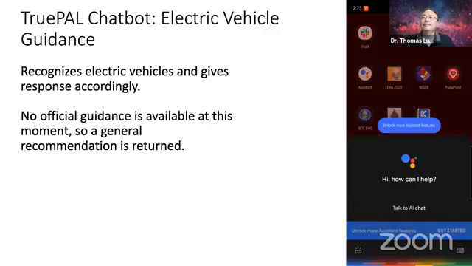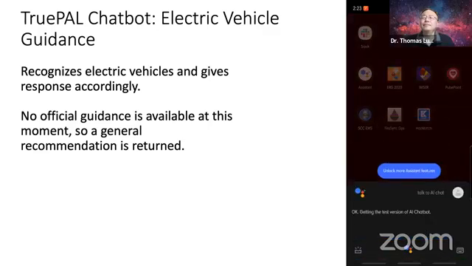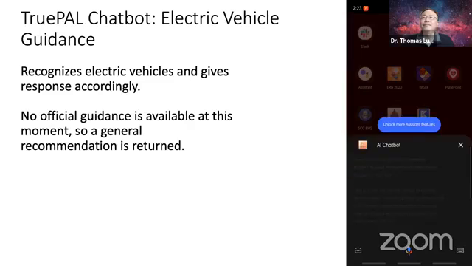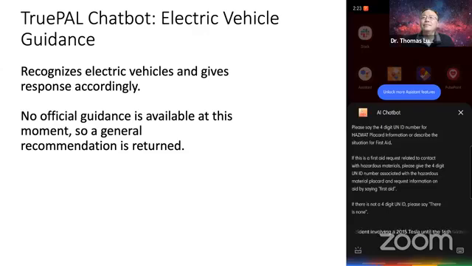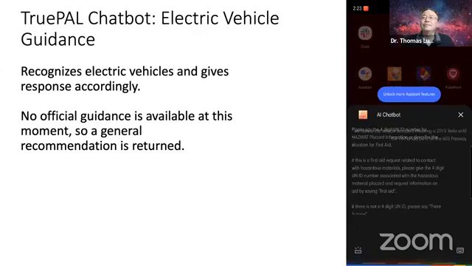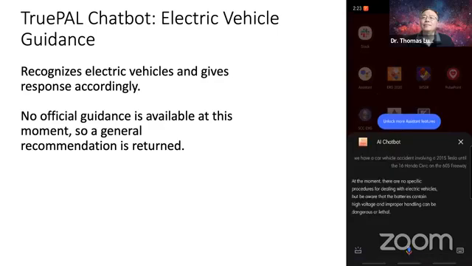Okay, getting the test version of AI chatbot. Please say. We have a car vehicle accident involving a 2015 Tesla and a 2016 Honda Civic on the 605 freeway. There are no specific procedures for dealing with electric vehicles, but be aware that the batteries contain high voltage and improper handling can be dangerous or lethal.